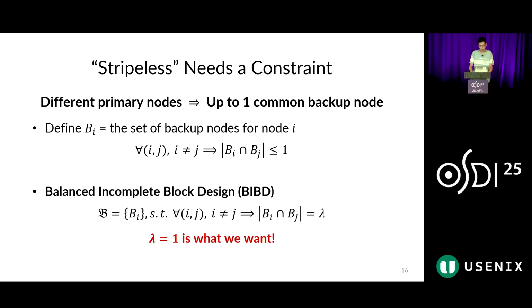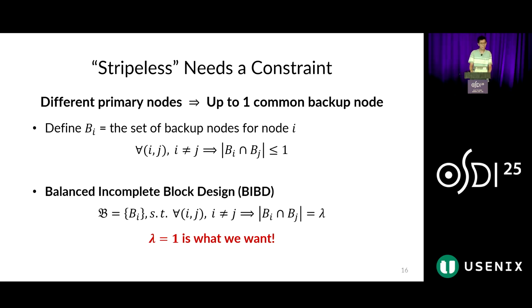We formulate this requirement as follows. Define Bi as the set of backup nodes for node i. For any two nodes i and j, it is required that the intersection of Bi and Bj contains up to one element. Now, how do we find such sets?